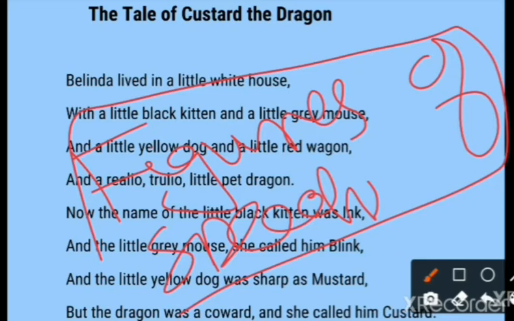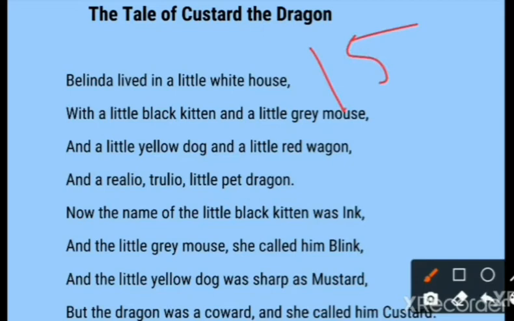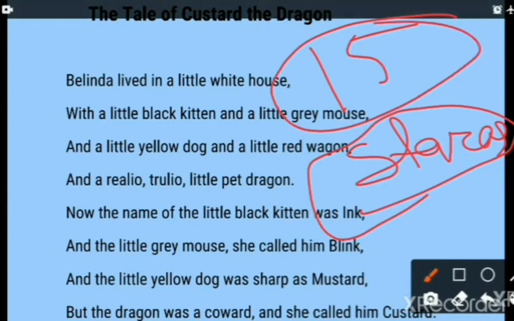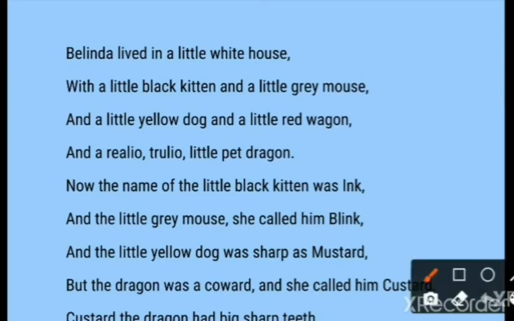As I already told you, this poem contains a lot of literary devices, and we'll discuss all the literary devices we can find in this poem. As far as this poem is concerned, it is written in 15 stanzas, and every stanza contains 4 lines.